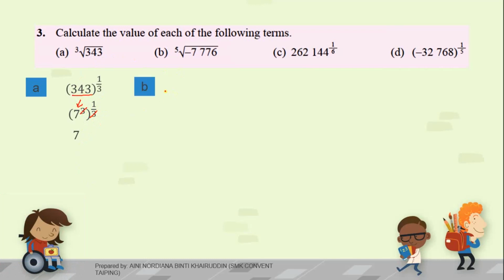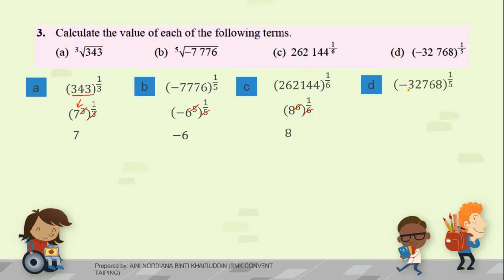Do the same thing at B. Negative 7,776 to the power of 1 over 5. So change this in the form of negative 6 to the power of 5. Then cancel out 5. So this is the answer. Same goes to C. Change this to 8 to the power of 6 and cancel out 6. The answer is 8. For D, change this to negative 8 to the power of 5. Cancel out 5. Then we'll get the answer negative 8.